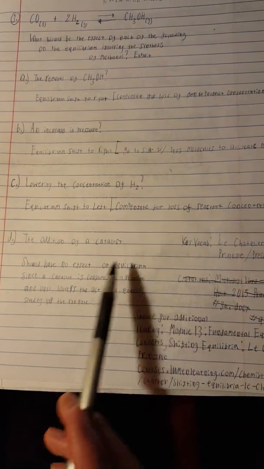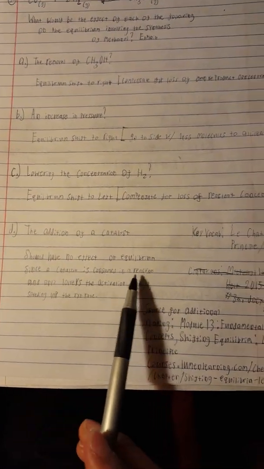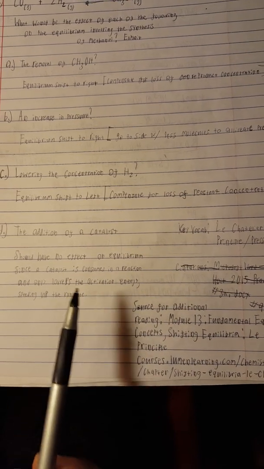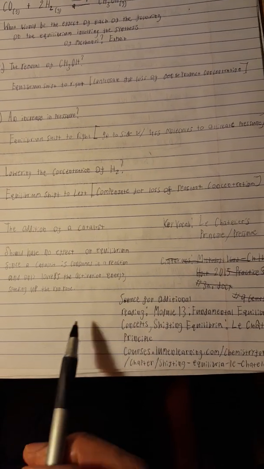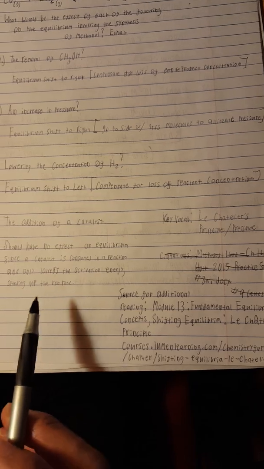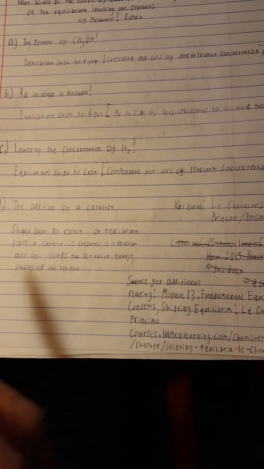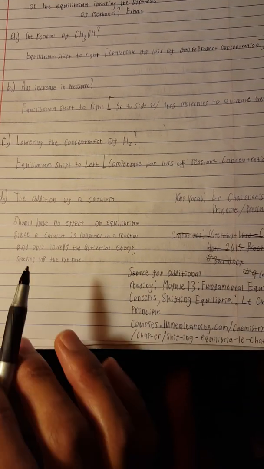If you add a catalyst, it should have no effect on equilibrium, since a catalyst is consumed in a reaction and only lowers the activation energy, which speeds up the reaction rate. However, if you add it, it should have no effect on the equilibrium because it should just speed up the rate of the reaction. It should just speed up the reaction rate, and that should be all.